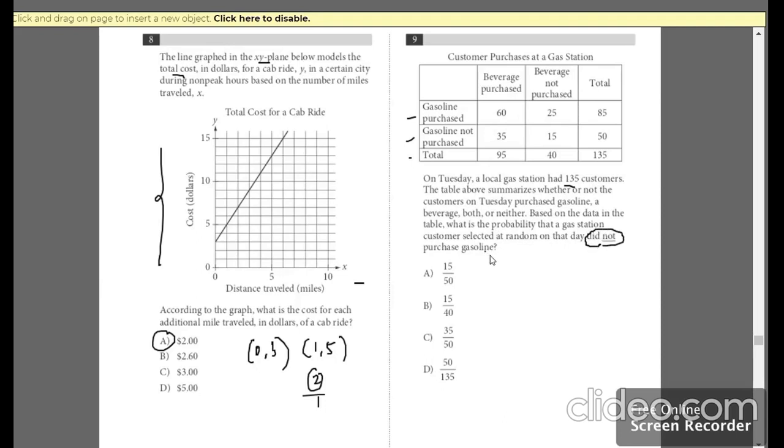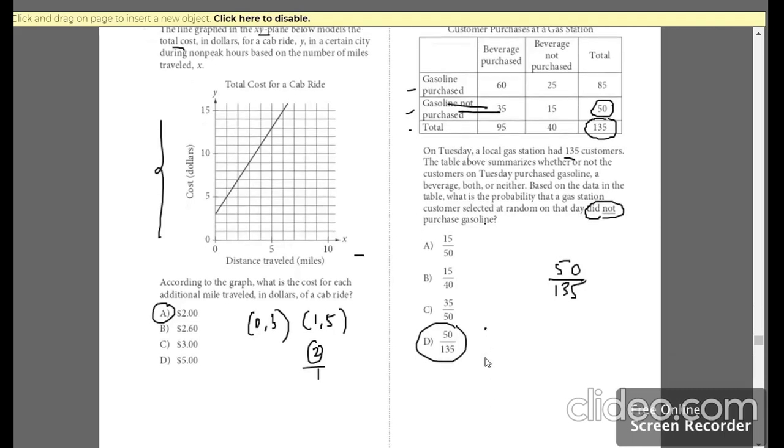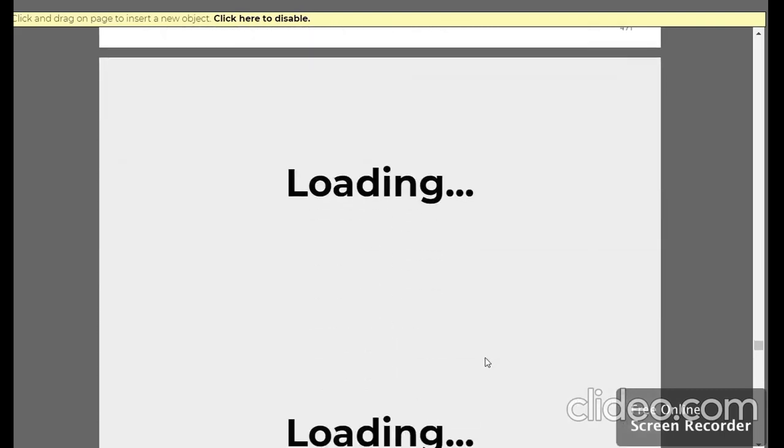Did not purchase gasoline. So it's like a probability question. So out of the total on that day, 135, not purchased are the ones we need. If you see this particular row, that is 50. So that is our answer. Just check, that is 50. That is D. Moving on to question number 10.